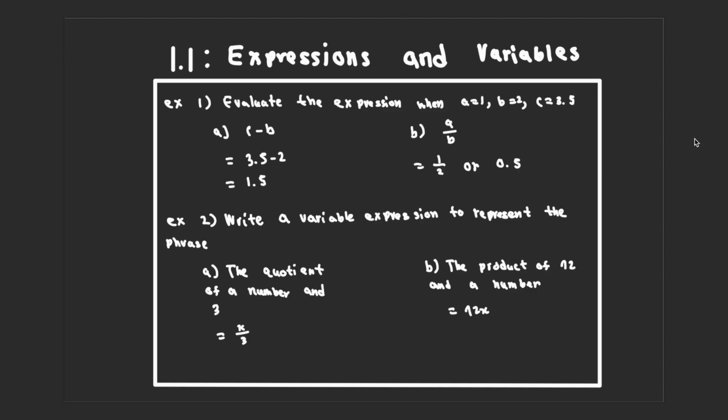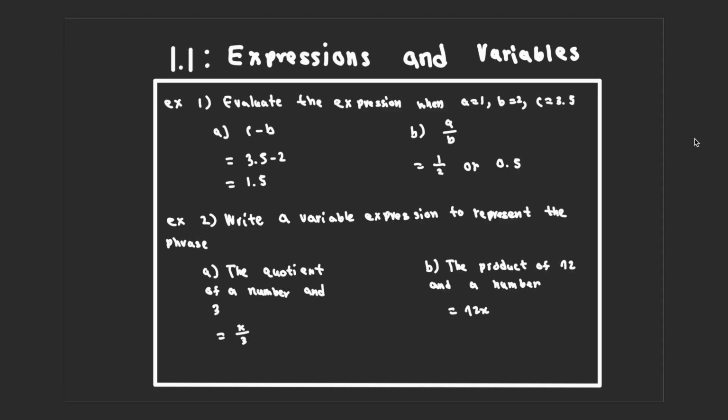The second set of problems are write a variable expression to represent the phrase. The first question asks us to find the quotient of a number and 3. Because we know that a quotient is the result of dividing two numbers or variables, we know that the question is asking us to divide a number by 3. Saying x is the unknown number, the answer to this problem is x over 3.